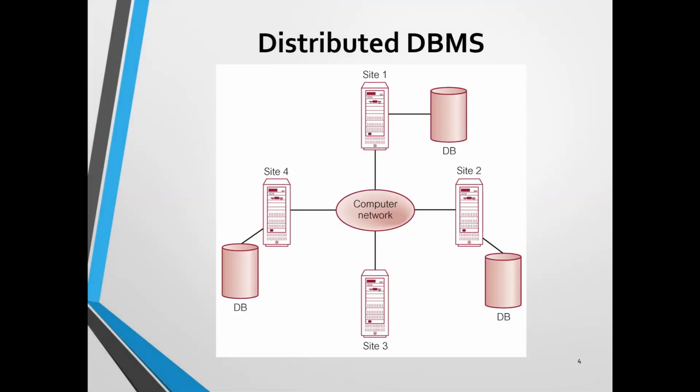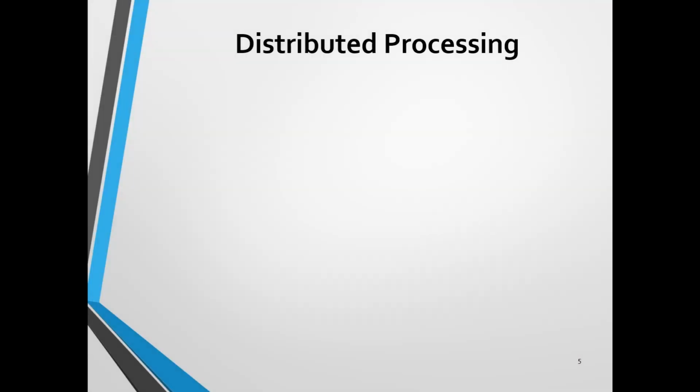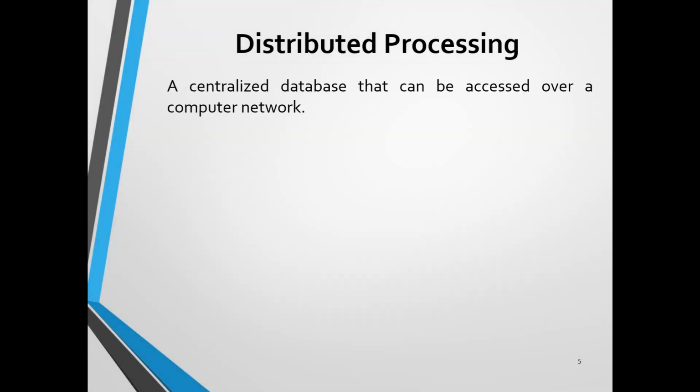So this is an image of a distributed DBMS. We can see site 1, site 2, site 3, site 4, each connected to databases, and in the middle is a computer network. A centralized database that can be accessed over a computer network.